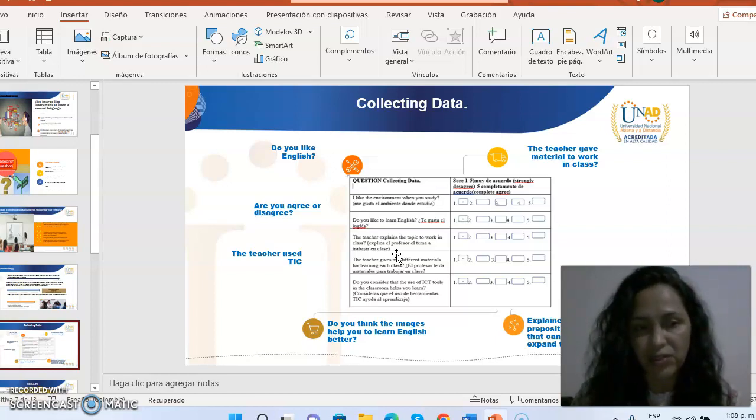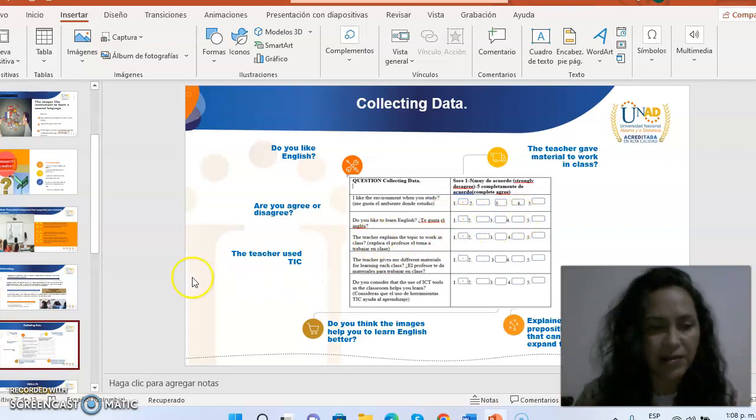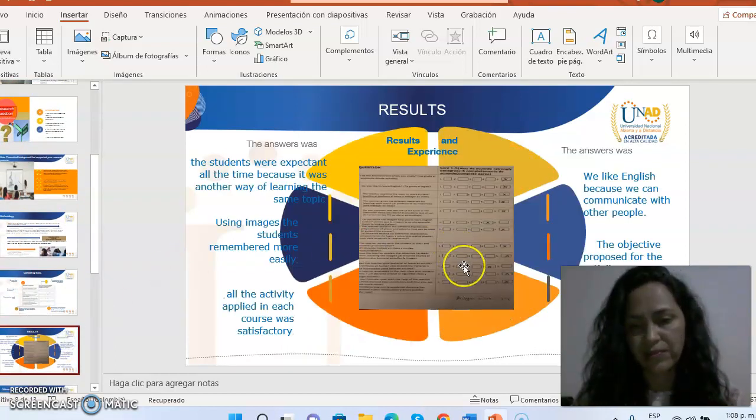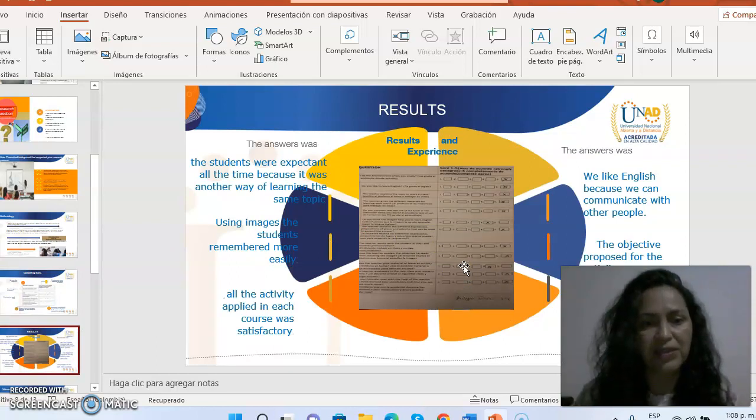Was it important, yes or no? Here you find different information and they put their answer depending on the level, in this case 1 to 5, and here you find the result. The students were expectant all the time because it was another way to learn the same topic. Yes, we like English because we can communicate with other people. Other students say that using images, the student remembers more easily. All the activities applied in each course were satisfactory.